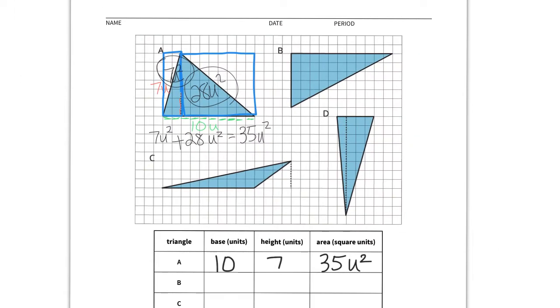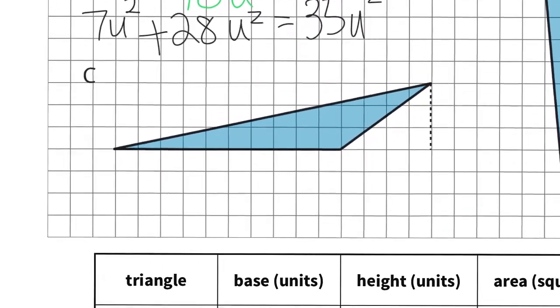We're just going to keep digging through each of these triangles, identifying the base and the height of each triangle, and then we're going to find the area using some sort of trick that we have. And that's how we're going to go about doing this. Let's take a look at C, because C is kind of fun.